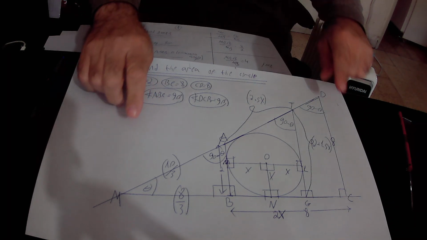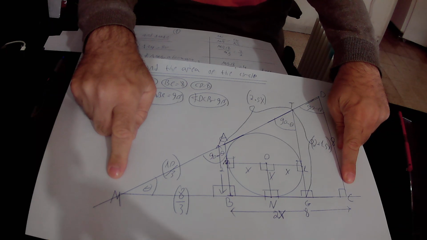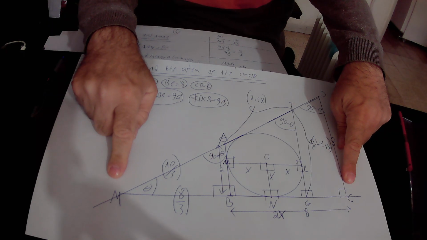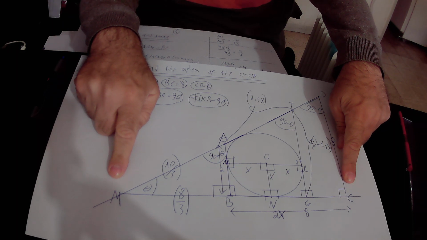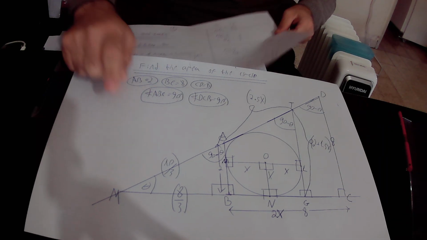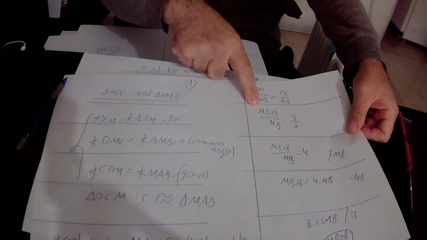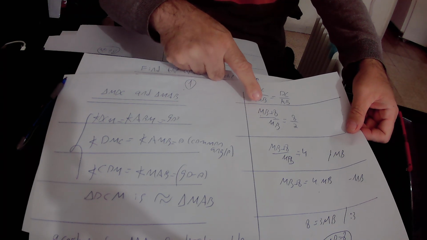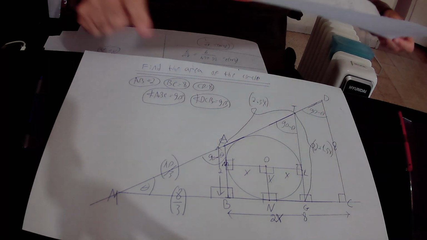What is the length of MC? MC equals MB plus BC. That is to say, MC equals MB plus BC, but BC is 8, so in total MC equals MB plus 8. So here we substitute MC by MB plus 8 over MB equals DC, which is 8, and AB is 2.